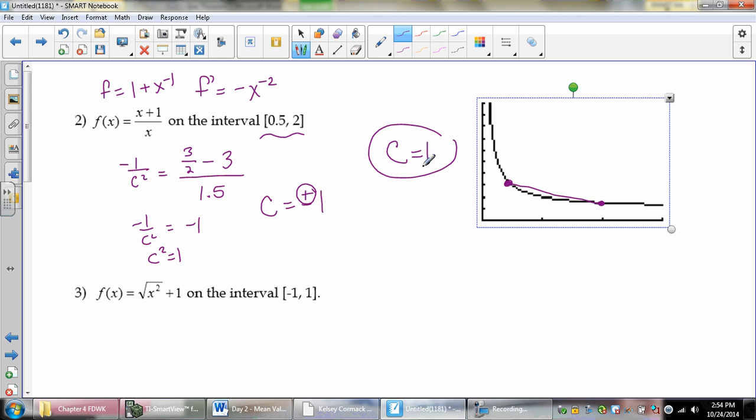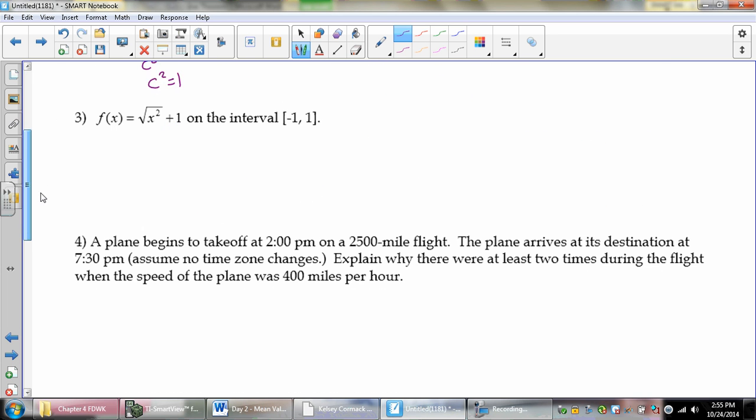What this c is saying is if I plot the point for x equals 1, the slope at that point matches the slope of my secant line. So at c equals 1, if I were to draw the tangent, this tangent line is parallel to that secant line. All right, so we've got 3 here.